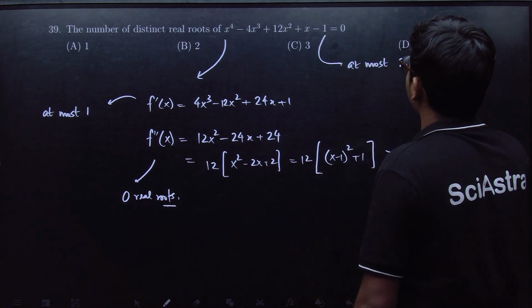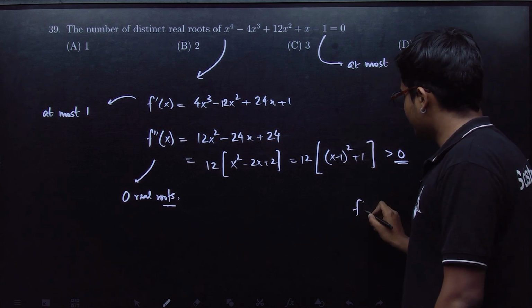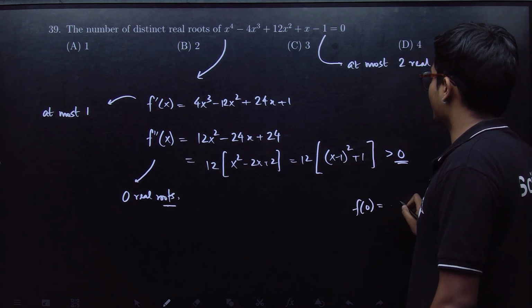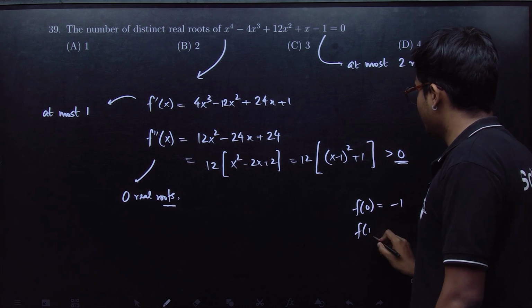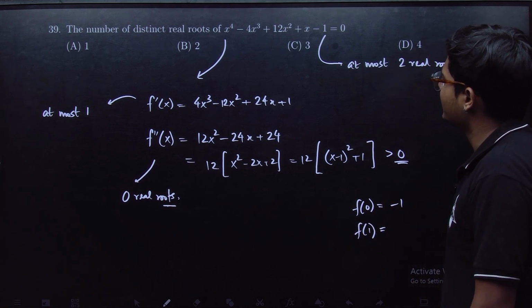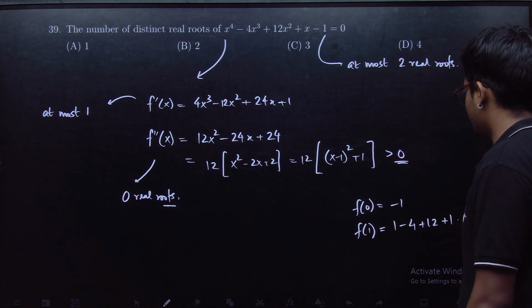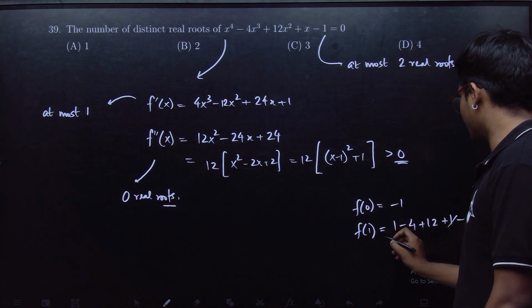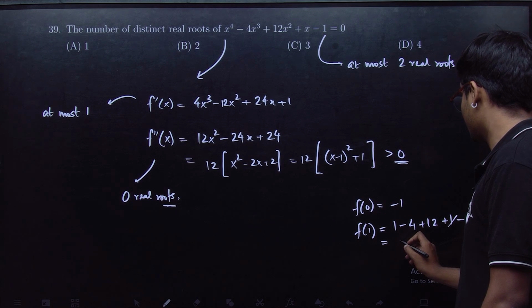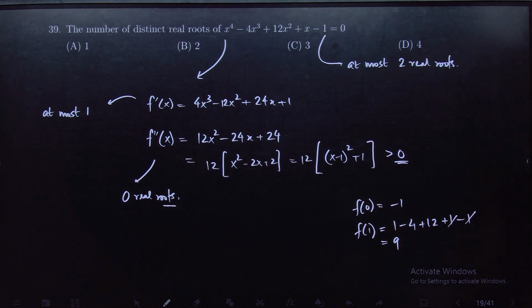Now if we look at the nature of the graph a little, you'll get that f(0) is equal to minus 1. What is f(1)? f(1) is going to be 1 minus 4 plus 12 plus 1 minus 1. Okay, let's just write it down. 1 minus 4 plus 12 plus 1 minus 1, right? This cancels out. So you have 13 minus 4. Sorry, 9, right?